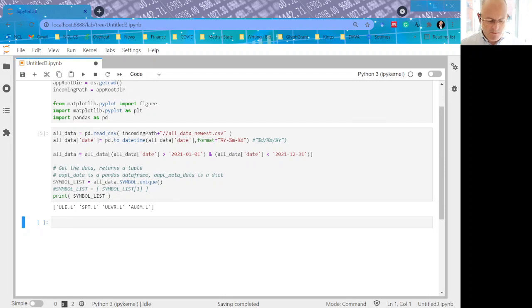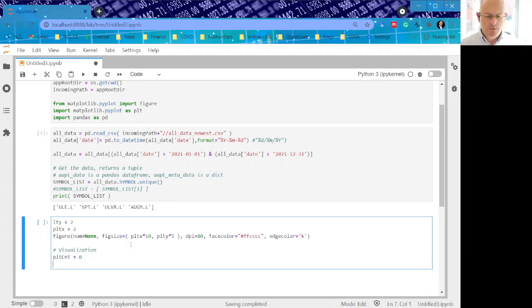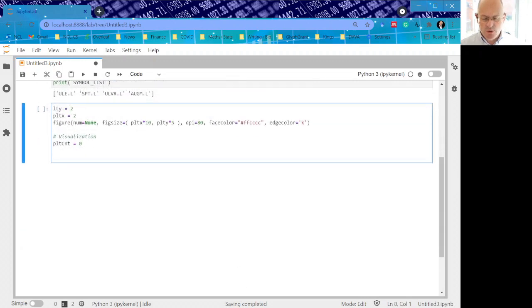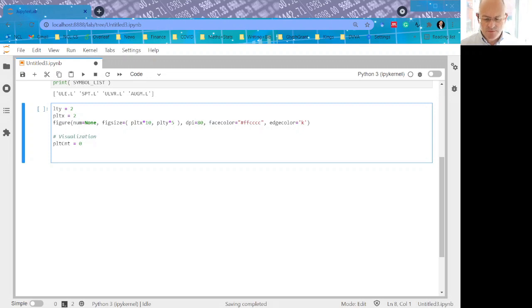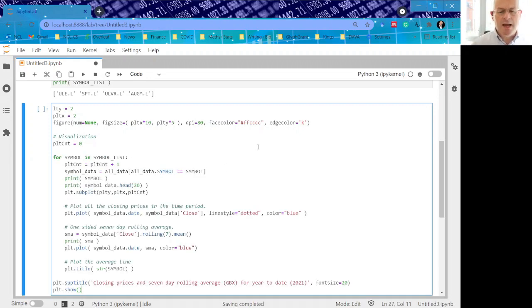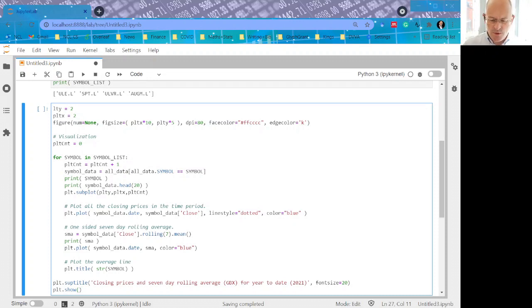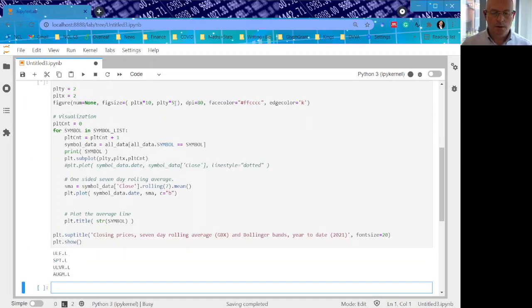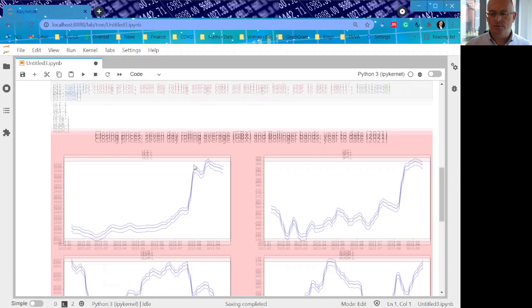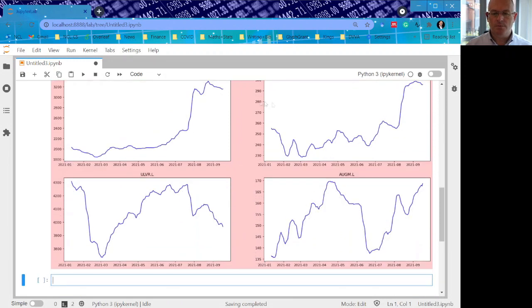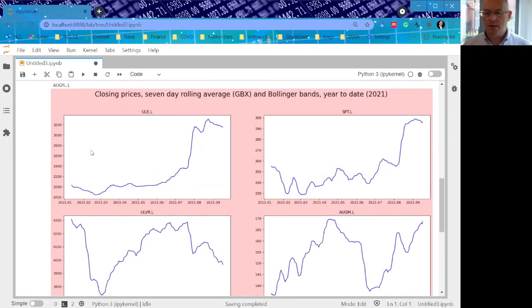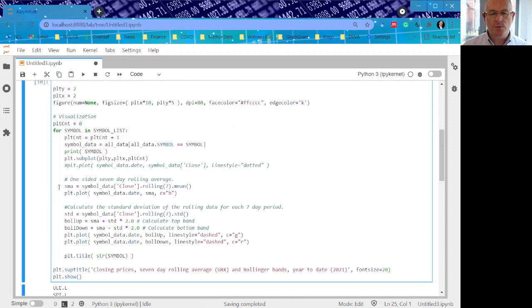We'll do the same 2x2 4 plot small multiples. But this time we're going to use slightly different code to add to the smooth moving averages, the Bollinger Bands. Okay, so this code should run through and plot the 4 plots for us with the smoothing averages on them. There we go. So this is a 7-day smooth average, the rolling average for ULE, SBT, AUGM, and Unilever ULVR. So now we've got the smooth average plotted.